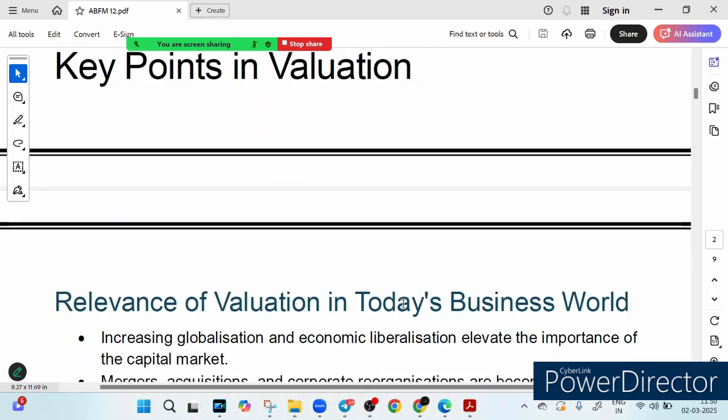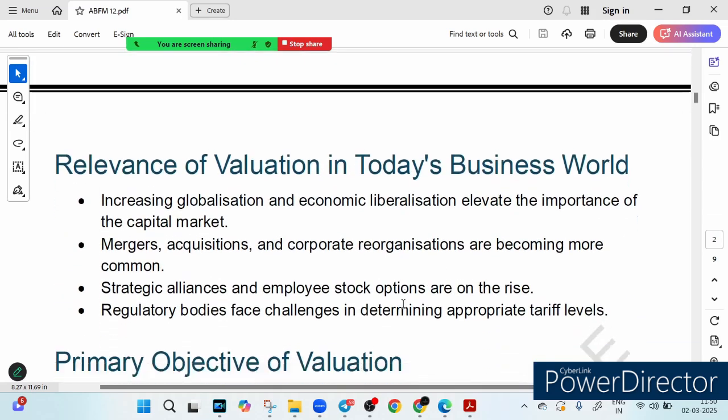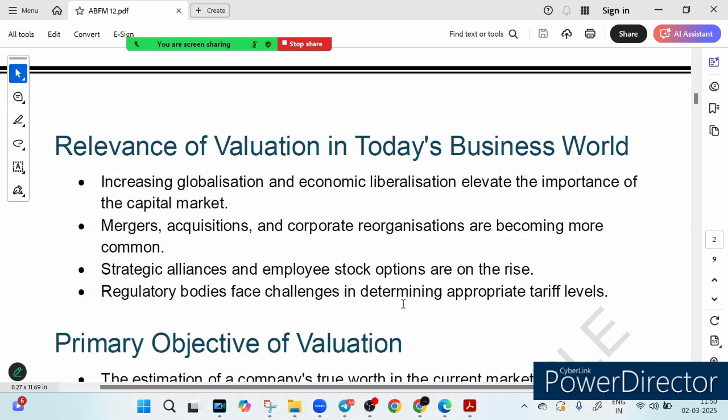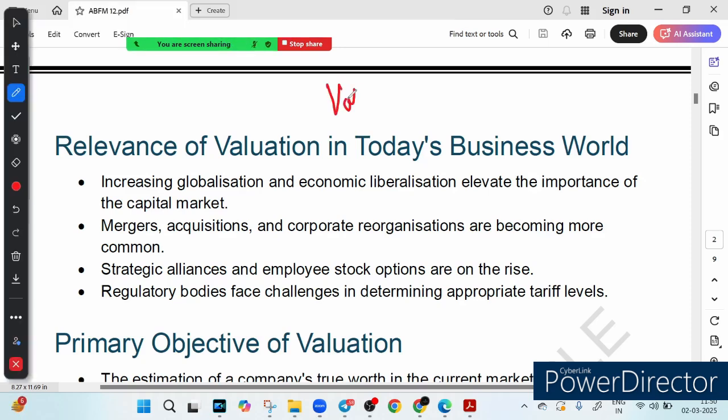So friends, first of all, let's talk about why valuation matters in today's business world, right? Why do some companies get acquired for billions while others struggle to stay afloat? What is the reason behind it? What makes investors pour money into one company but ignore others? The answer lies in valuation. The answer to all these questions is simple, that is valuation, right? And today we are decoding why valuation is the most important ever in the business world.